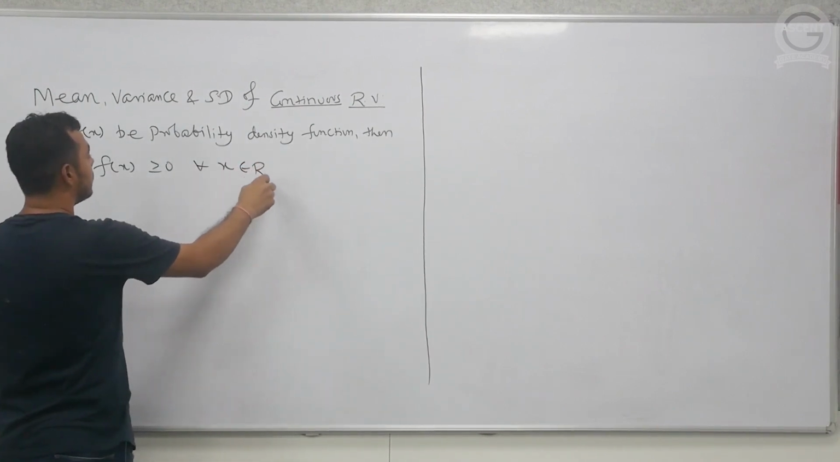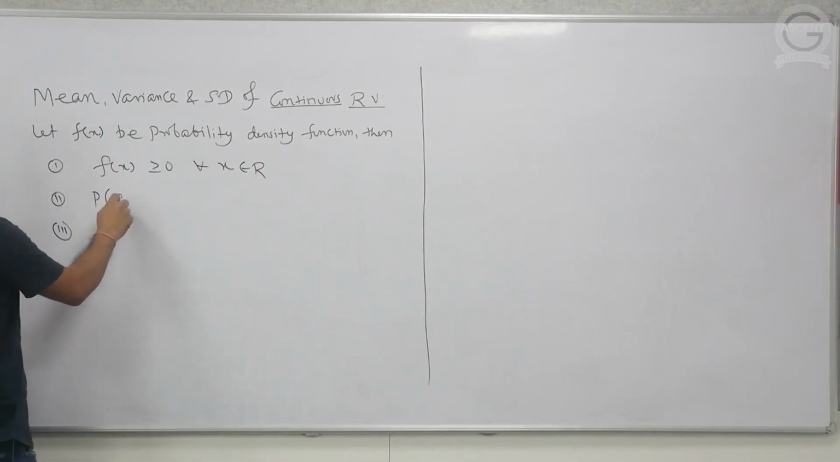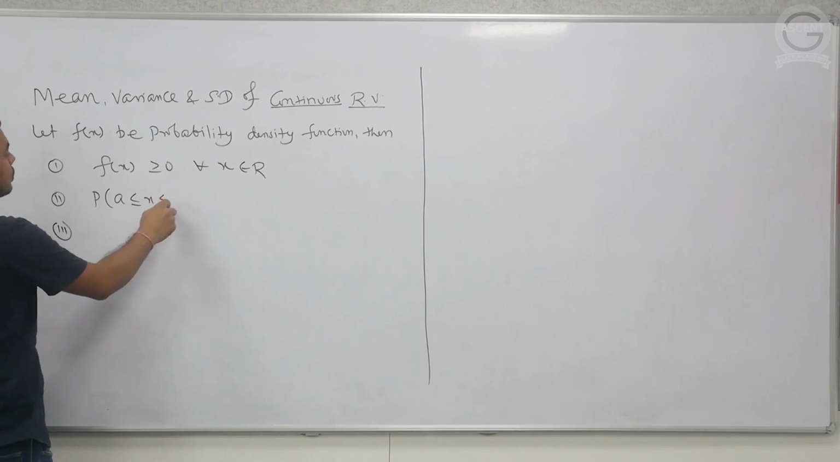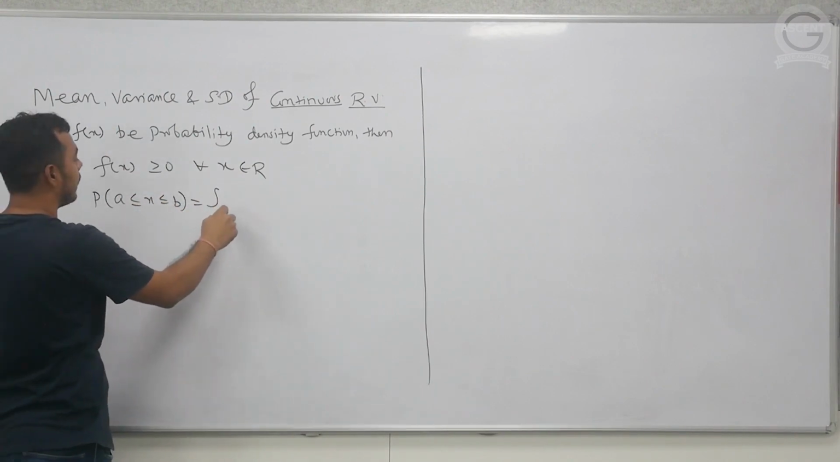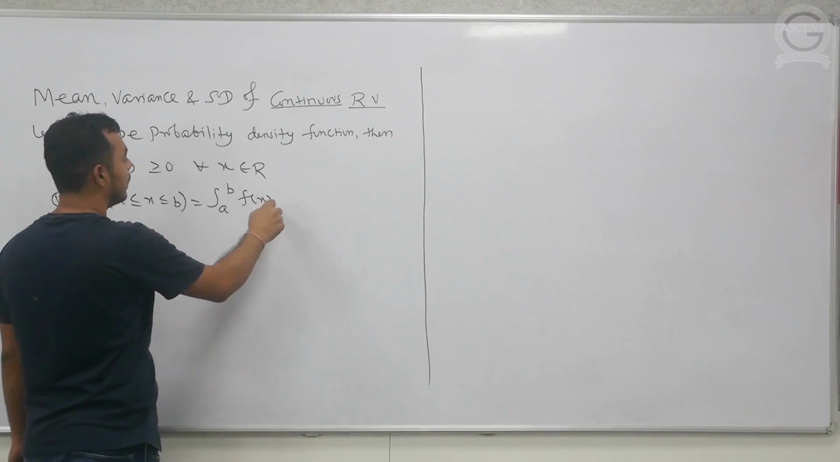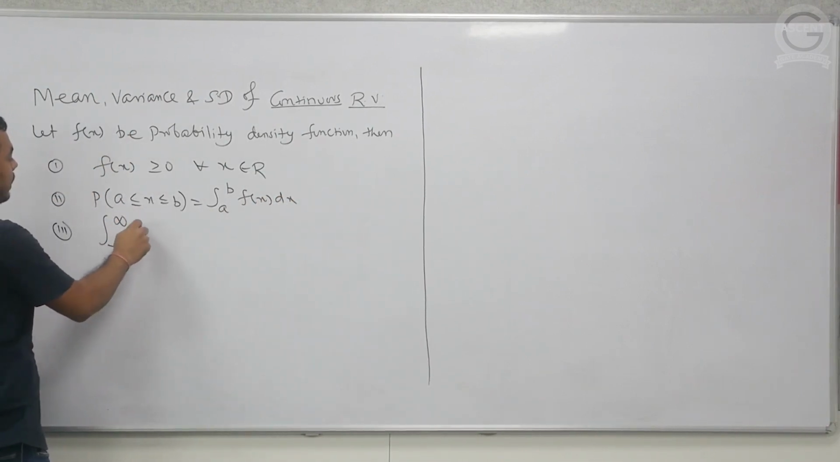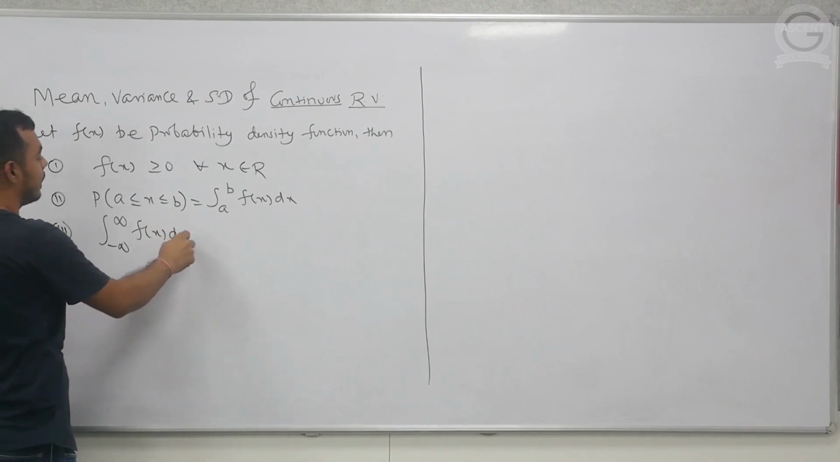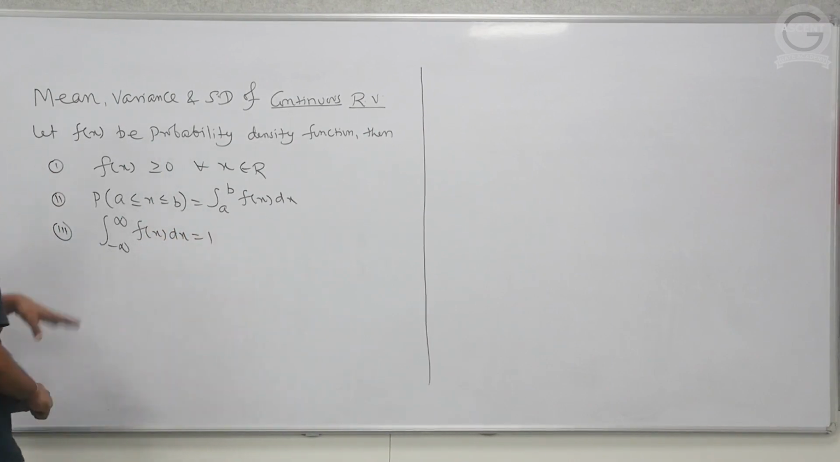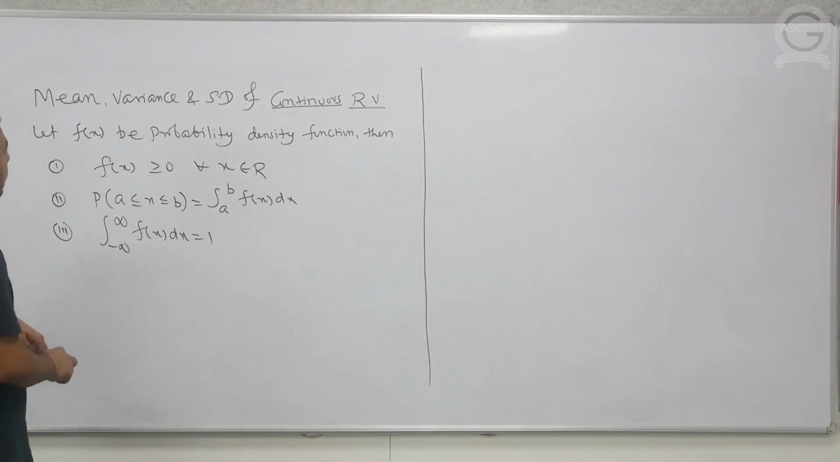Then second one was probability that x is from a to b. This was given by the formula integration a to b fx dx. And finally, the value of integral from minus infinity to infinity fx dx, this is 1. These things we already know, but these are very important results, so I am writing those things again here.